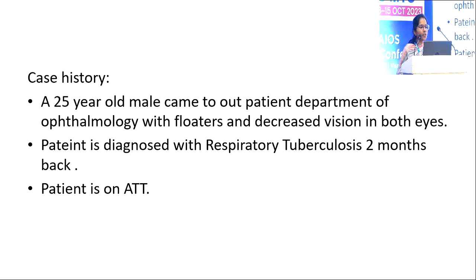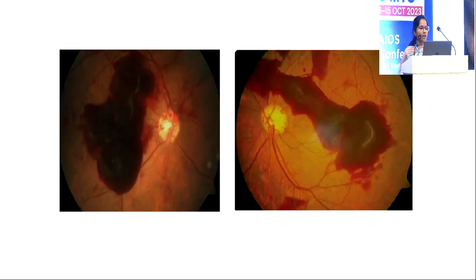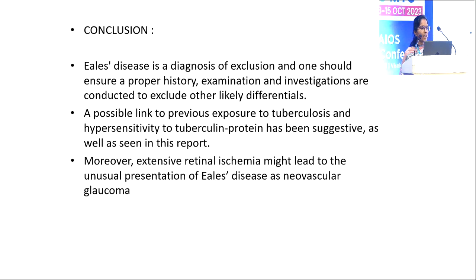Case history: a 25-year-old male came to the outpatient department of ophthalmology with floaters and decreased vision in both eyes. The patient was diagnosed with respiratory tuberculosis 2 months back and is currently on ATT. Visual acuity: CF 3 meters in both eyes, not improving with glasses. This is a fundus picture showing vitreous hemorrhages in both eyes.